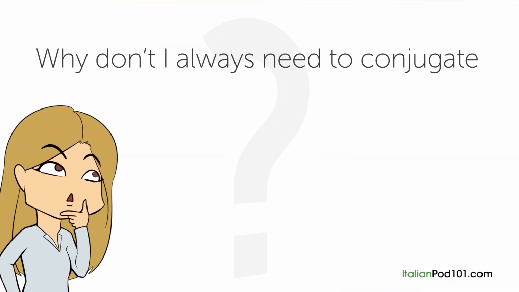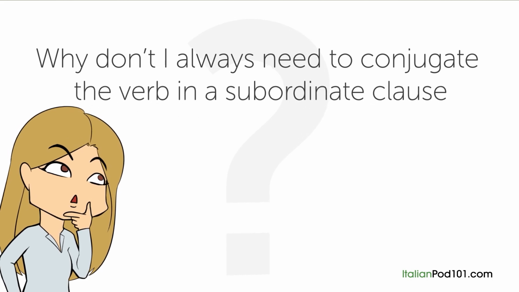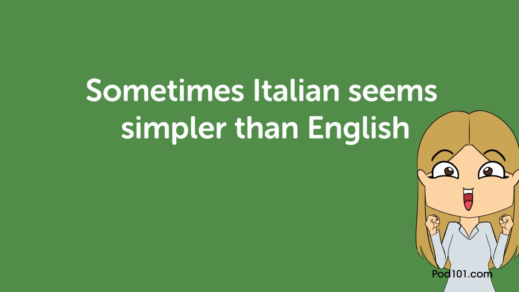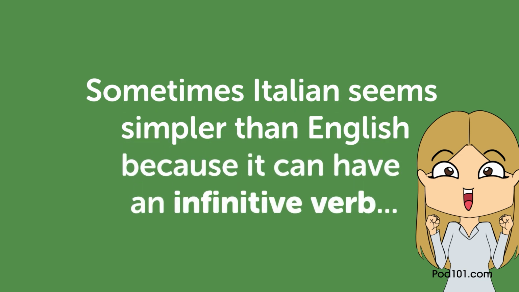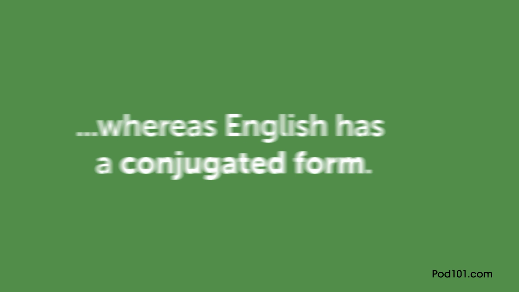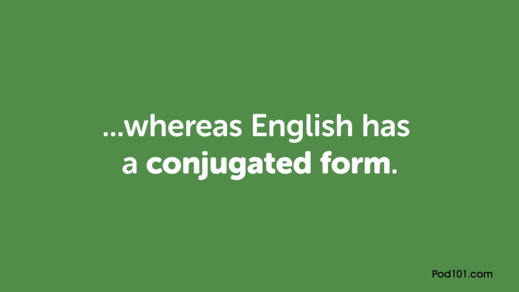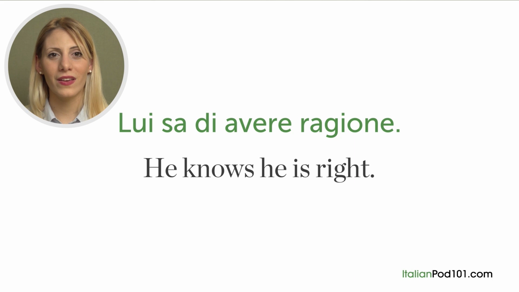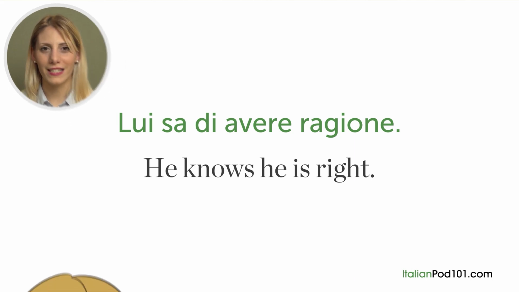The question for this lesson is, why don't I always need to conjugate the verb in a subordinate clause? Sometimes Italian seems simpler than English because it can have an infinitive verb, whereas English has a conjugated form. For example, "lui sa di avere ragione," he knows he is right. Why is "avere" not conjugated? What are the rules that regulate this?